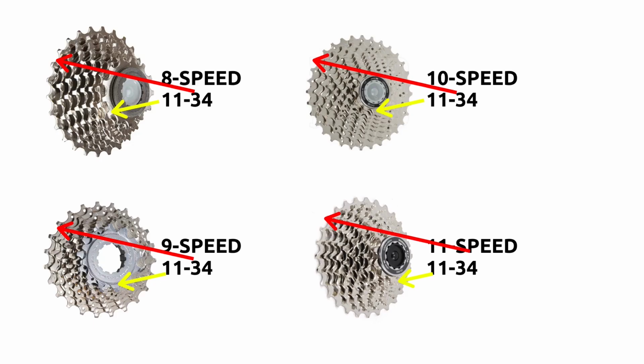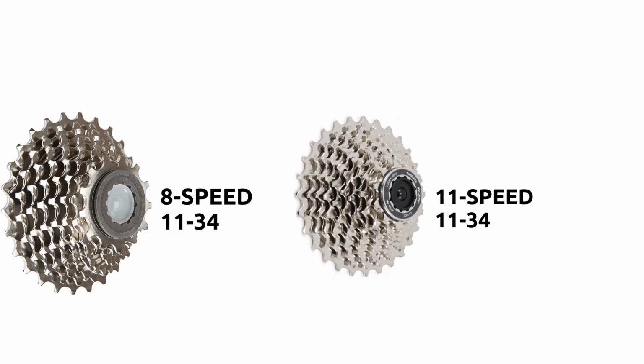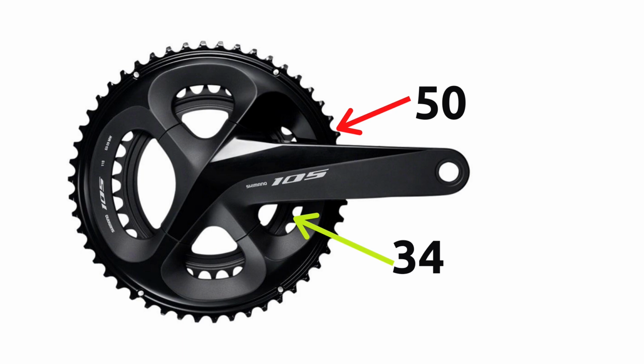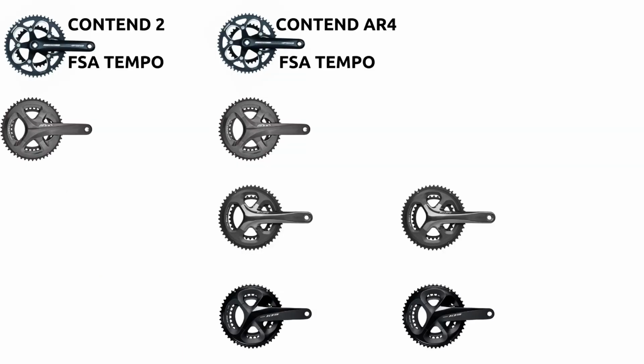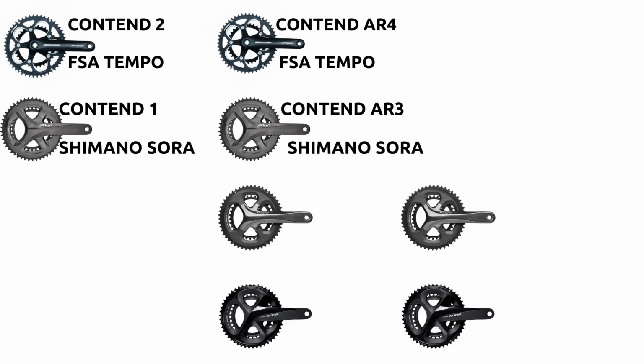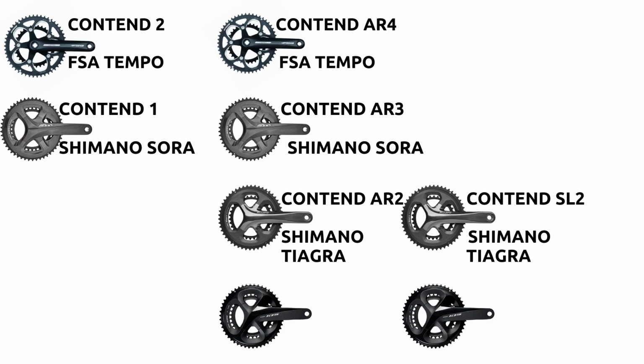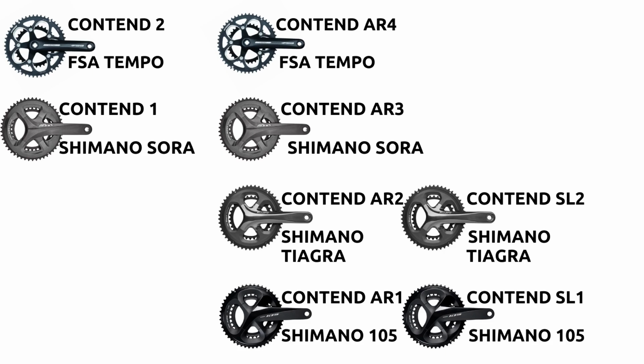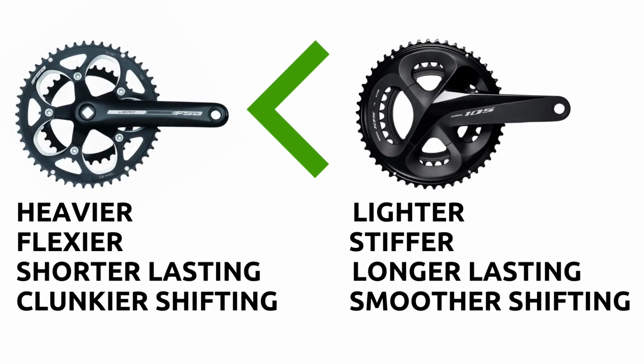The range in all cassettes is 11-34, but more gears give smoother shifting under load, as well as cause less difference in your cadence while you're shifting from gear to gear. The cranks used in all the bikes are 50-34, but the Contend 2 and Contend AR4 come with a FSA Tempo crank. The Contend 1 and Contend AR3 come with a Shimano Sora crank. The crank on the Contend AR2 and Contend SL2 are Shimano Tiagra ones, while the top of the line Contend AR1 and Contend SL1 are shod with a 105 crank. The more expensive cranks are stiffer and last longer.